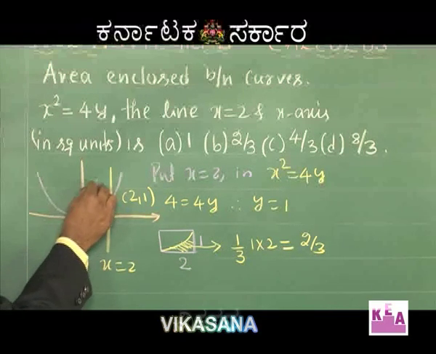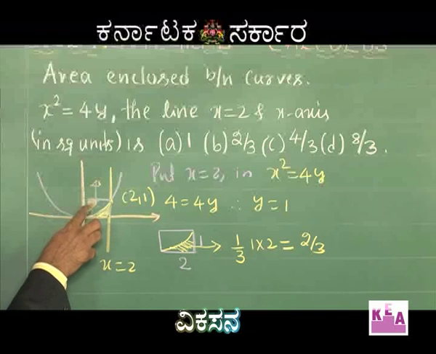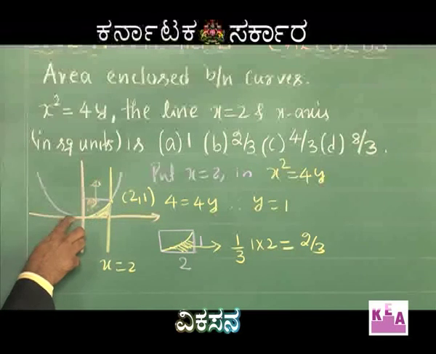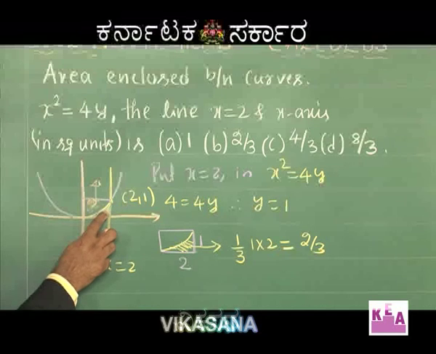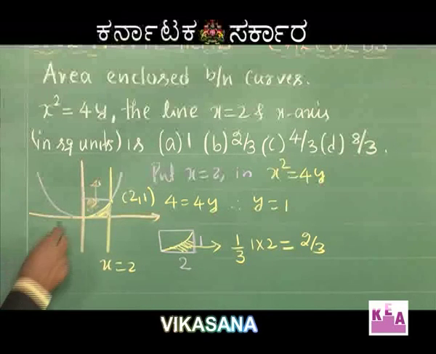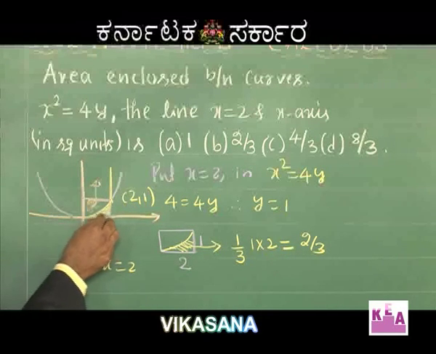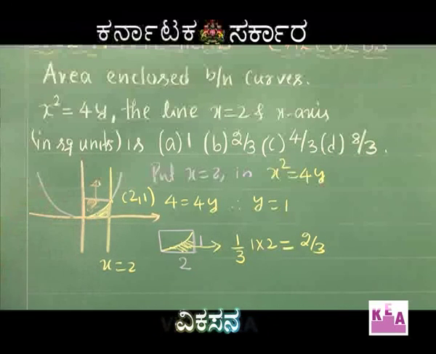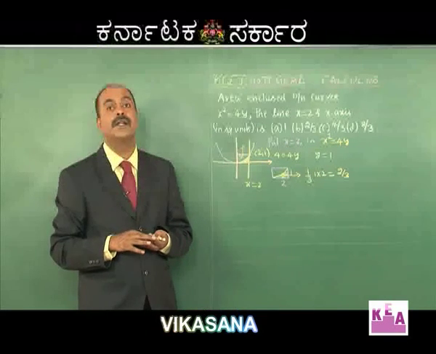This area, if required, is given by 2 by 3 times the area of this rectangle. This is 1/3 of the area, this is 2/3 of the area. So the total area will be one full rectangle. This is the simplest shortcut, and of course, this shortcut is not there in your textbook. Please make a note of this. Now we shall discuss the next problem.